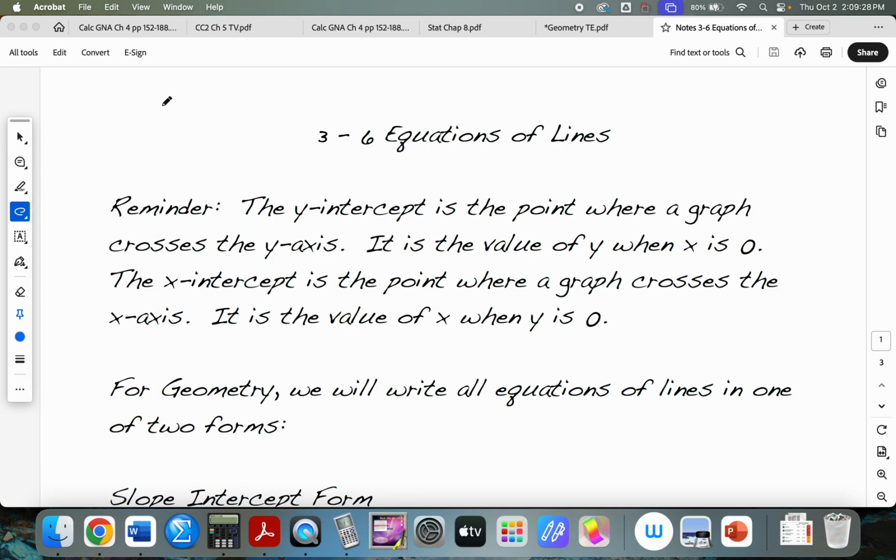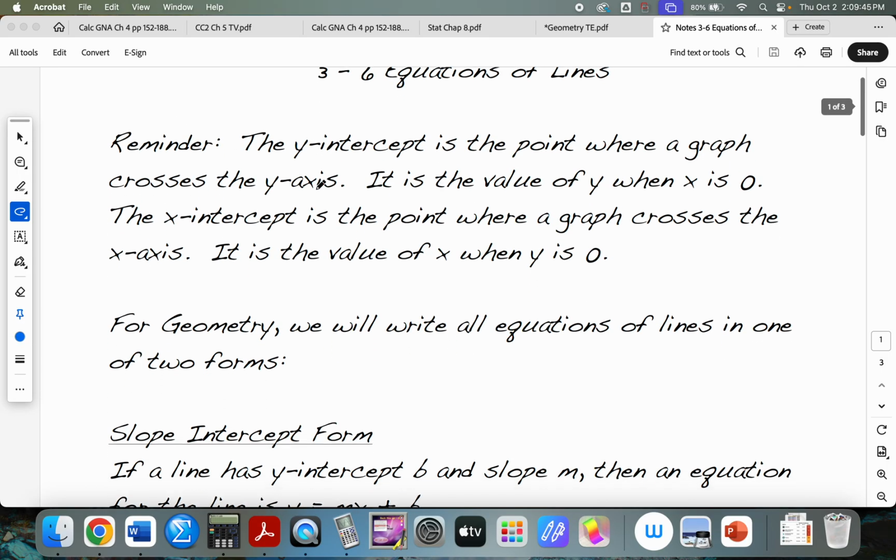All right, so today we're going to do equations of lines. Most or all of this should be review for you from things that you did in pre-algebra and algebra 1. But I understand if you have forgotten some of those, so we'll do lots of reminders.